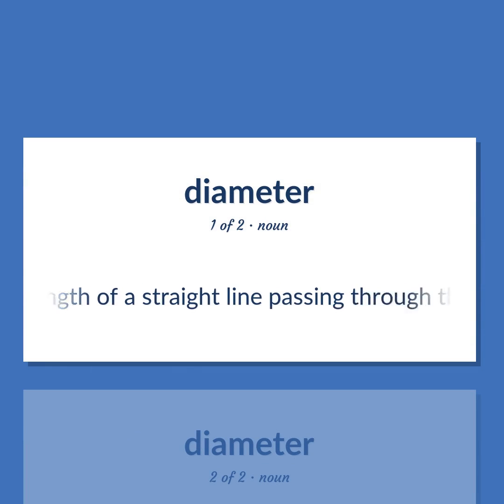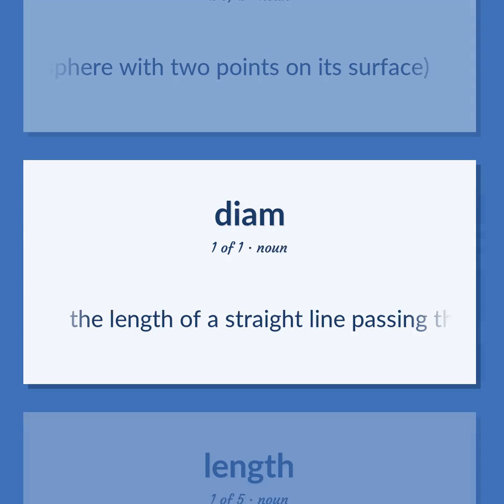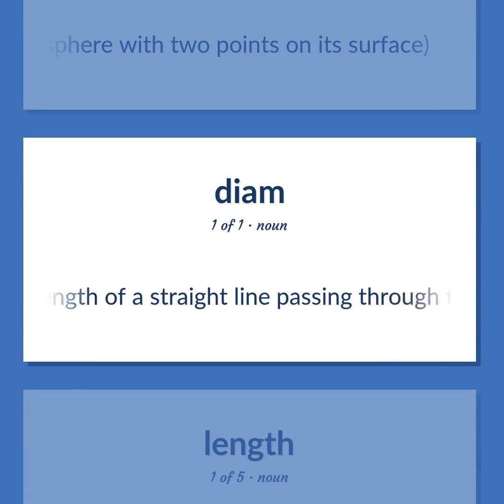The length of a straight line passing through the center of a circle and connecting 2 points on the circumference. A straight line connecting the center of a circle with 2 points on its perimeter, or the center of a sphere with 2 points on its surface.